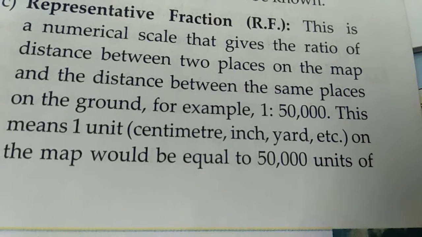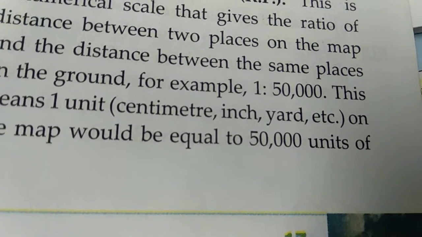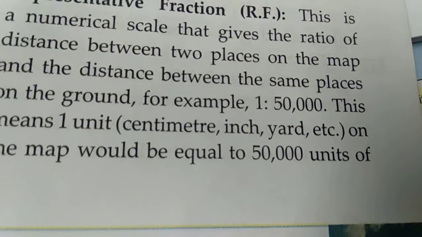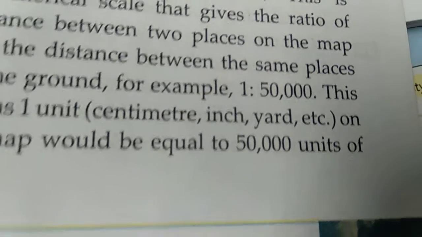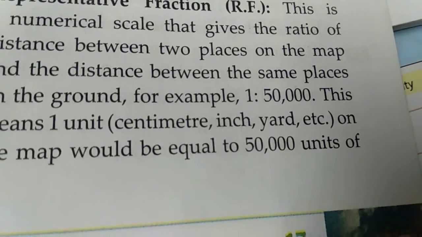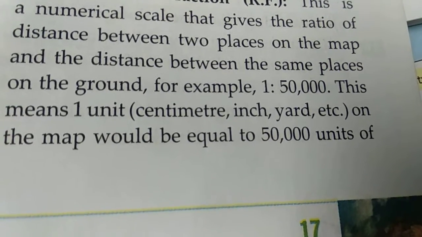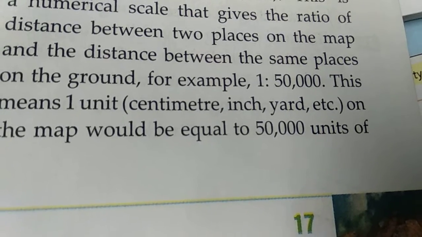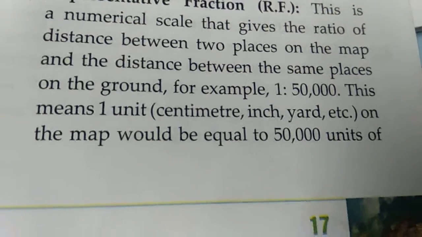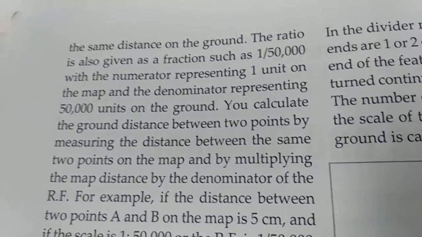Representative fraction. What is this? This is a numerical scale that gives us the ratio between the distance between two places on a map and the distance on the ground. That means the distance written on the map is in ratio with the distance which is originally on the ground. That is 1:50,000. Here 1 unit, centimeter, inch, yard, etc. on the map would be equal to 50,000 units of the same distance on the ground.